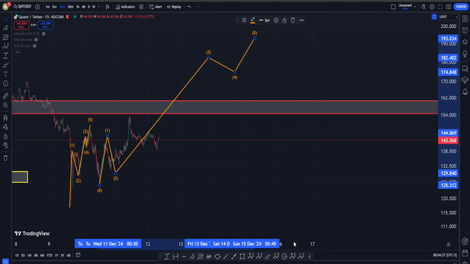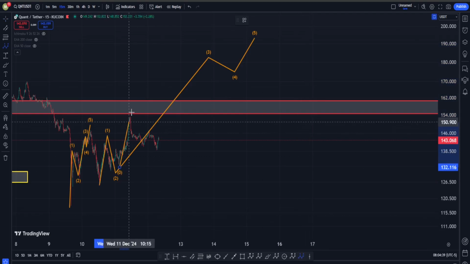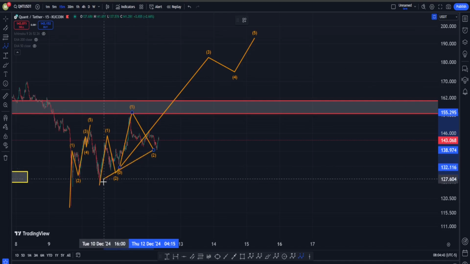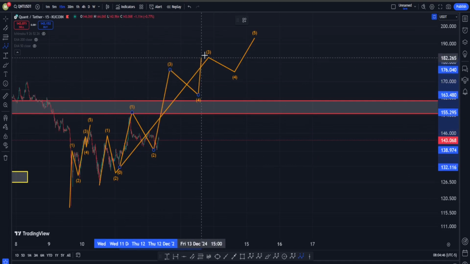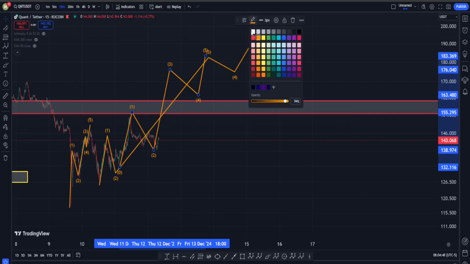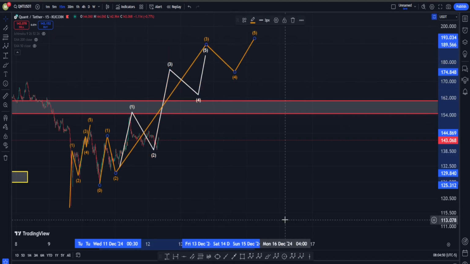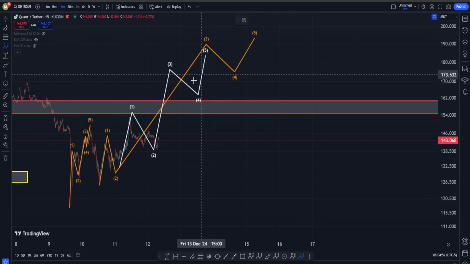Let's put the end of our wave 3, 4, 5 in here. And followed by that, we may have another 1 and a 2, but on a lower degree relative to this 1 and 2. And we're going to get soon a decent move up in order to complete the subwaves for this orange wave 3, and then correction for another move up into wave 5.